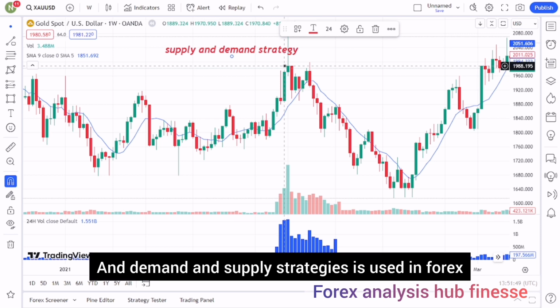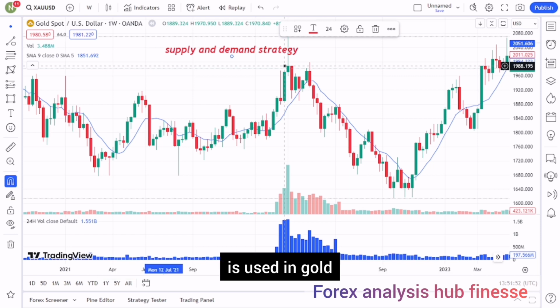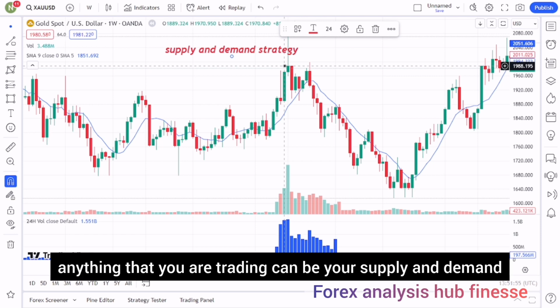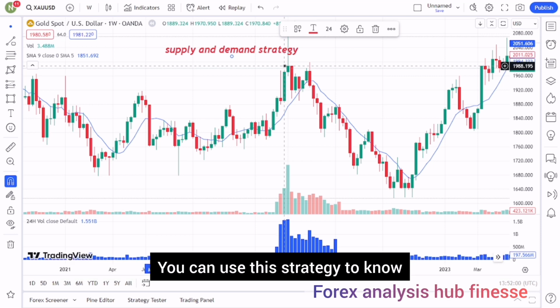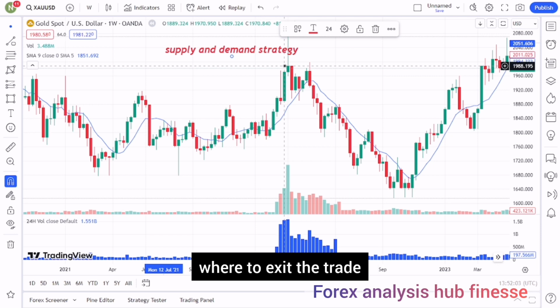The supply and demand strategy is used in Forex, and in gold. You can use it in Euro, USD. Anything that you are trading can have supply and demand. You can use this strategy to know where to enter the trades and where to exit the trade.